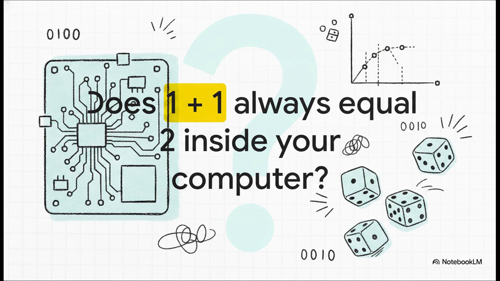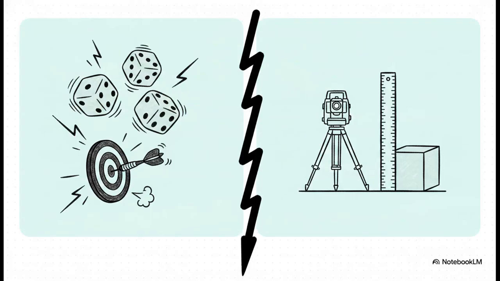Does 1 plus 1 always equal 2 inside your computer? I mean, we all kind of just assume computers are perfect, absolute mathematical machines, right? We think they deal in exact, undeniable, objective truths. But you might actually be shocked to learn that fundamentally, that's an illusion. Down at the bare metal level, your computer is often just making a highly educated guess. Okay, to understand why, we have to look at this crazy turf war happening right inside your computer's physical brain.